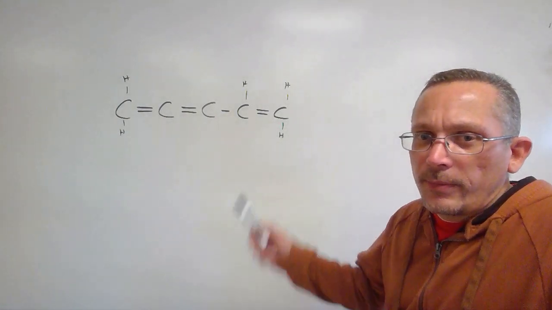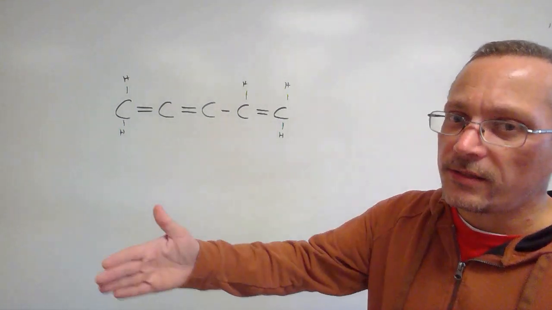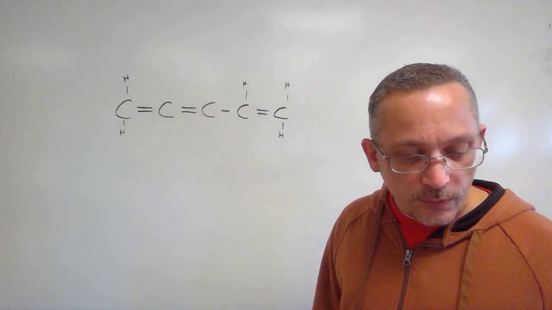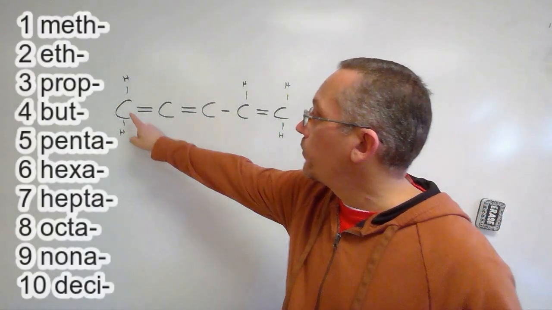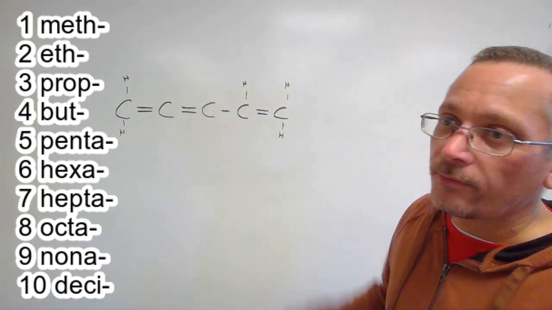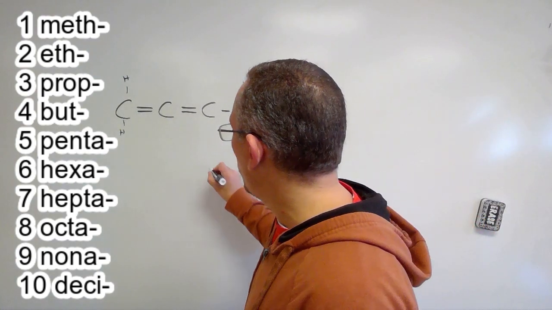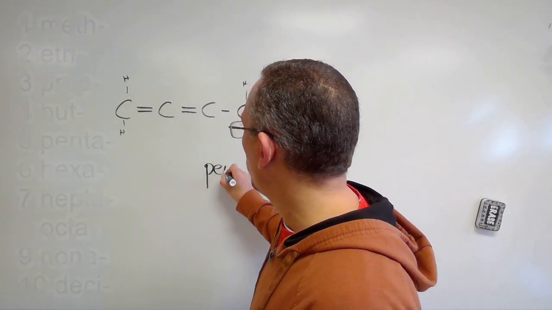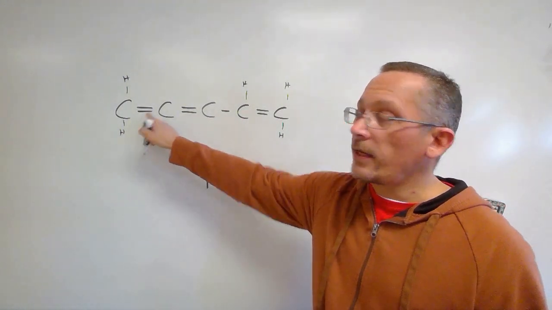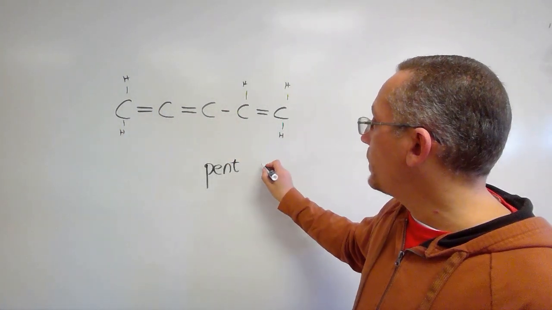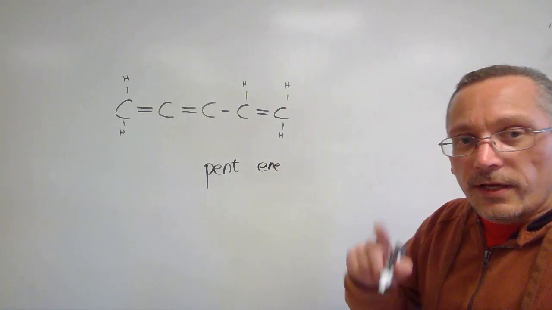How about this? This is probably about as complex as I can make it at this point before we learn the next parts of this in the next lesson. But let's take a look at this one and see if we can name it. First, how many carbons do we have? 1, 2, 3, 4, 5. And what is the organic prefix for 5? Pent. This is an alkene because I have double bonds, so it's pent-ene.